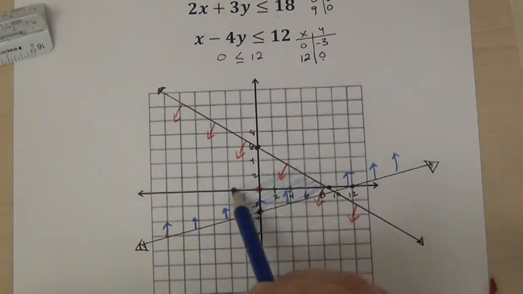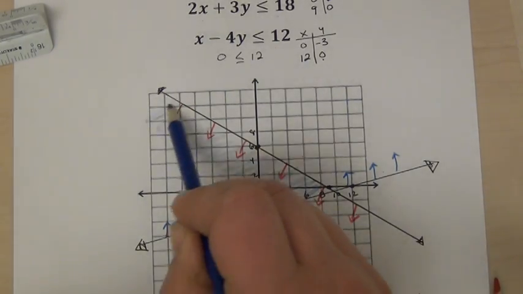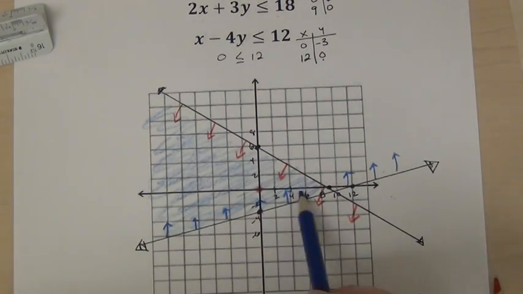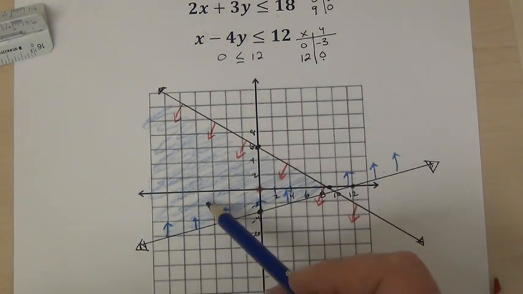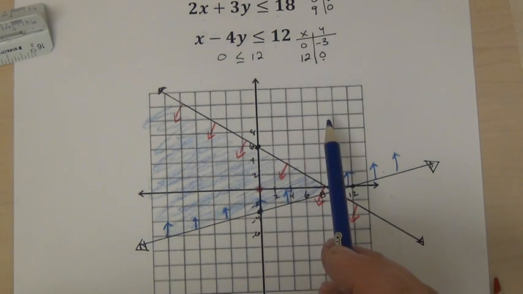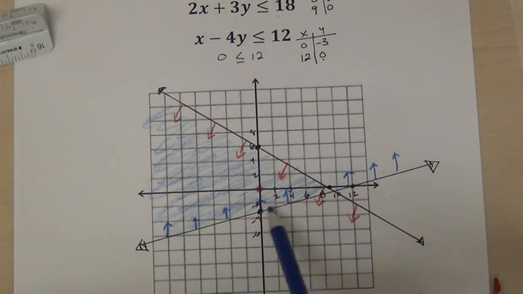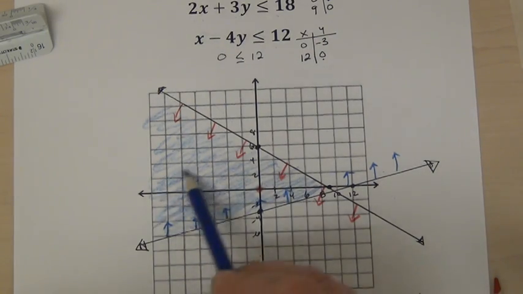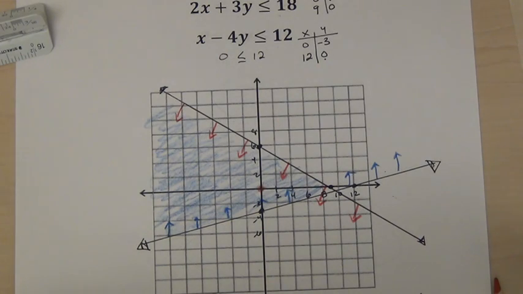So I'm going to shade in just this section because that's the section that both arrows are pointing to. And again, the reason I like to do the arrows is because then I don't have to worry about shading in 3 sections and making the section that overlaps darker. I can just worry about shading in the one section that contains the solutions to my system.